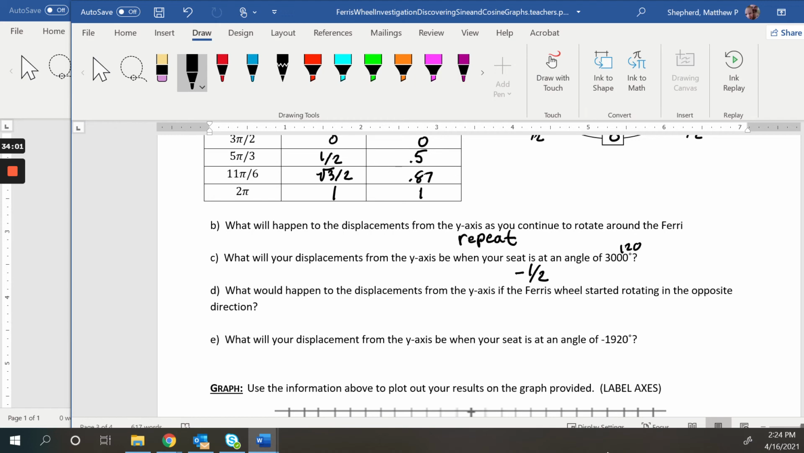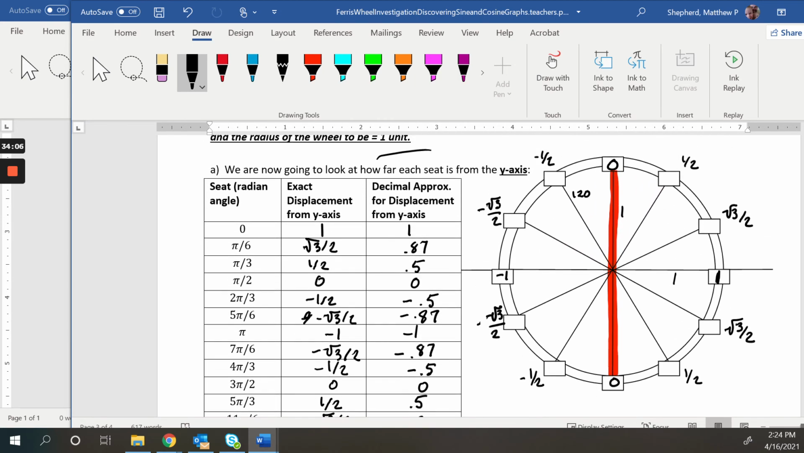What would happen to the displacements if we started rotating in the opposite direction? Well, let's think about that. First, we started out at 1, went to square root 3 over 2, then to 1/2, then to 0. If I go the opposite direction, I'll go to square root 3 over 2, to 1/2, and then to 0. Those are the same numbers.